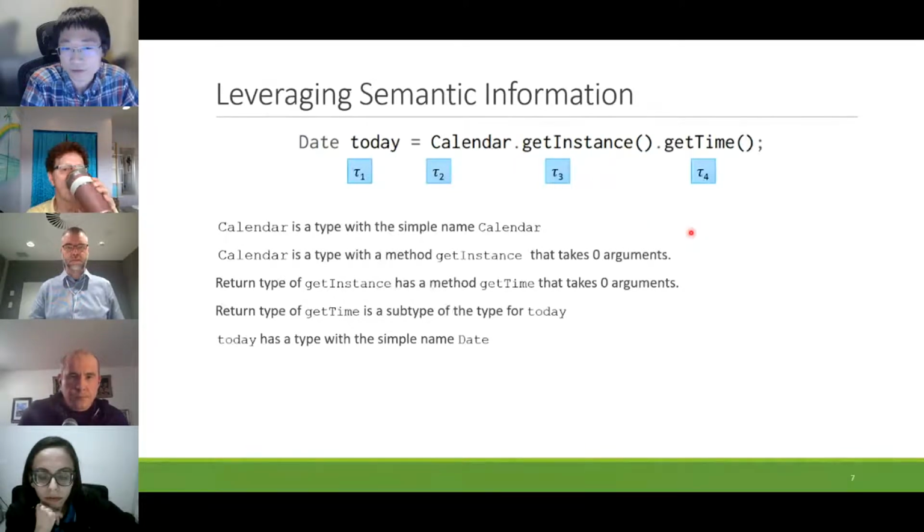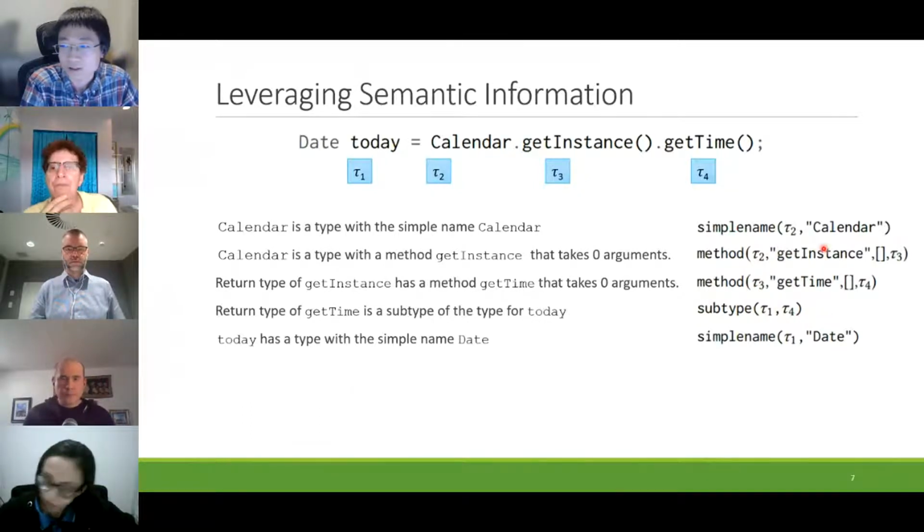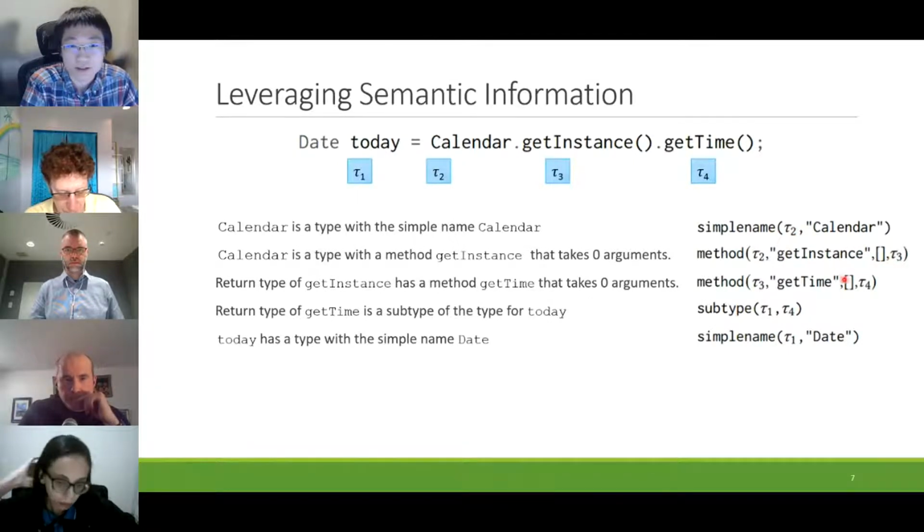Using the type variables, we can translate the earlier knowledge to these 5 constraints, like tal2 has simple name Calendar, method getInstance with no arguments, and return type tal3. The getTime method is similar, with a subtype constraint where tal4 is a subtype of tal1. And we just need to solve for the type variables.